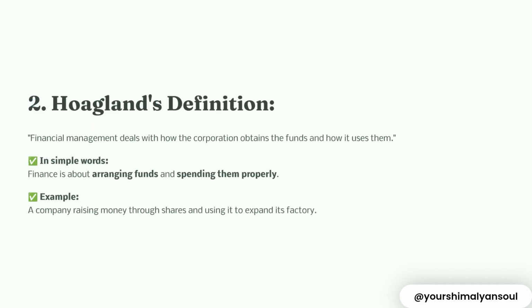2. Hoagland's definition: Financial management deals with how the corporation obtains the funds and how it uses them. In simple words, finance is about arranging funds and spending them properly. Example: a company raising money through shares and using it to expand its factory.